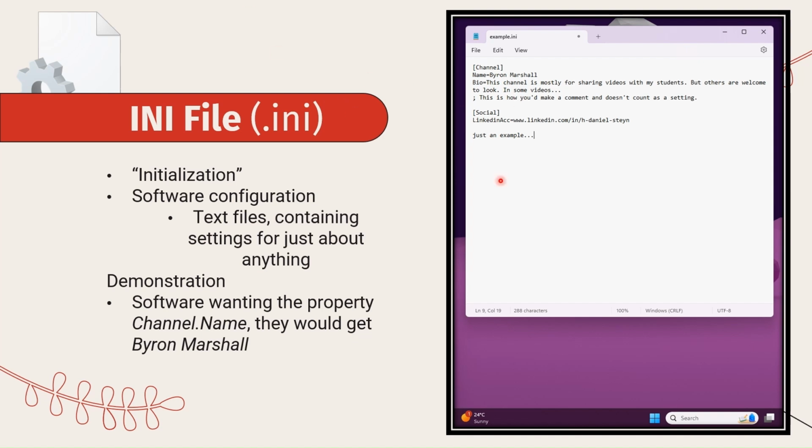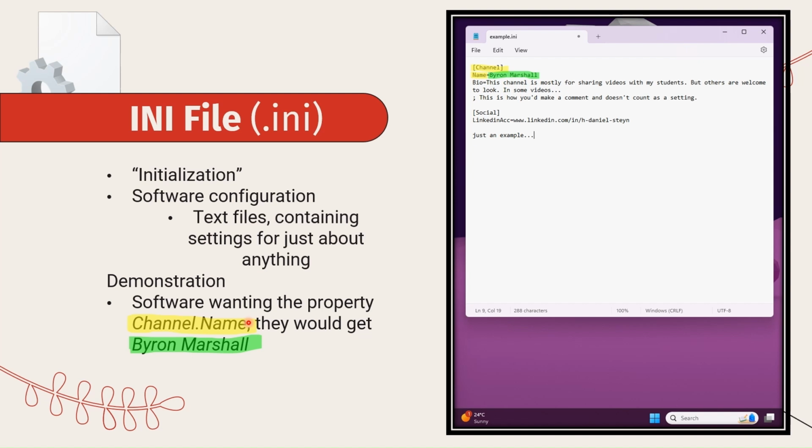I have a little example here, an example INI file I made that would technically be for the YouTube channel, where you have your channel, the name of the channel, which is Byron Marshall, and his bio, other information such as that. If software wanted to access certain information, for example the name of the channel, they could look for channel.name, and they would receive here, highlighted in green, Byron Marshall. So this is an example of how it would work.